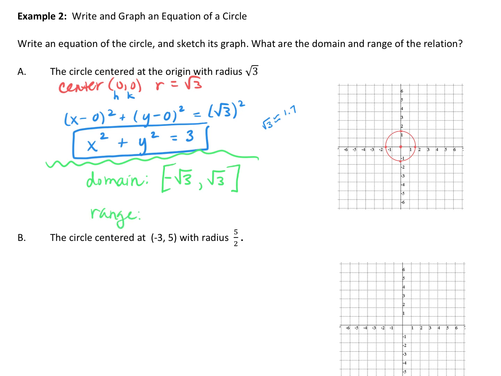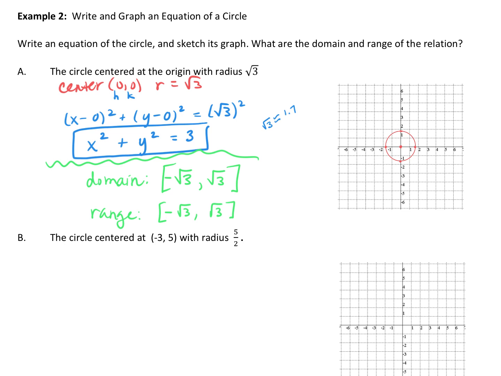The range: what is the lowest value of our range? We went down 1.7 units, so it went down to negative root 3, and we went up 1.7 units, which is positive root 3. So the range in this example, because the center of our circle is at the origin, is actually the same. It goes from negative root 3 to positive root 3.